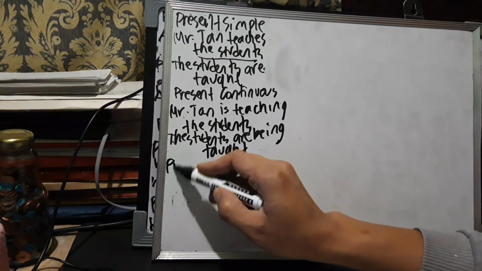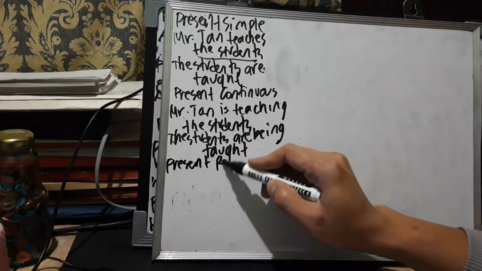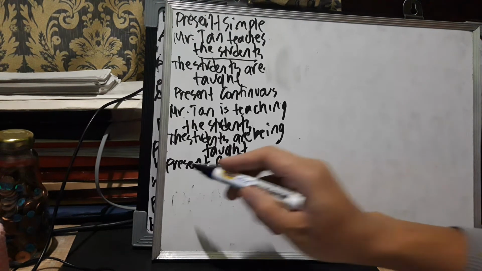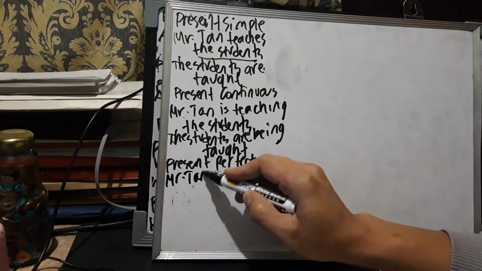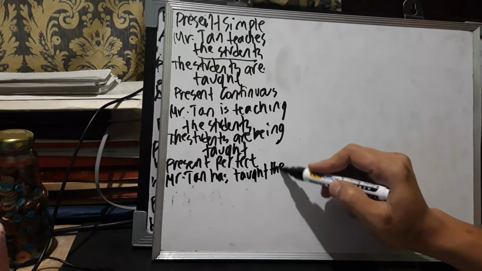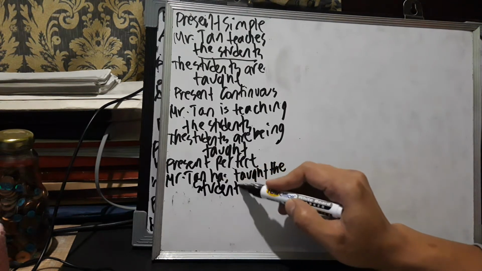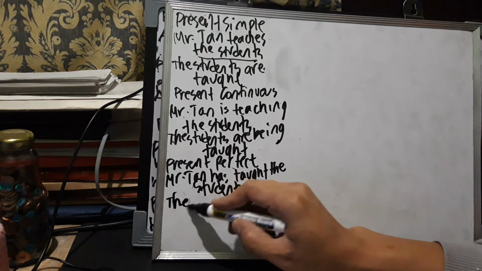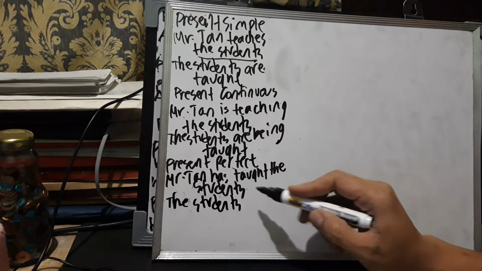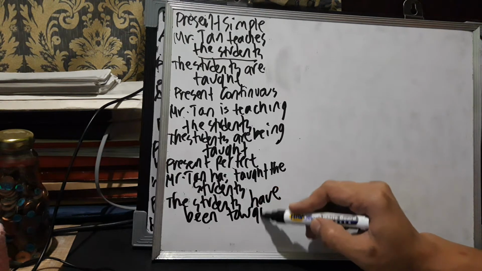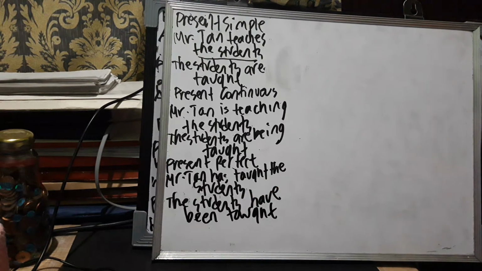Now let's go to the next tense. That is your what? Present perfect. So what is the pattern for present perfect active? We have the subject plus has or have plus the past participle. So we can say Mr. Tan has taught the students. And how do we change that into passive? So we use again the students, okay? Has or have. The students have what? Been taught. Okay. And that is the pattern for present perfect.